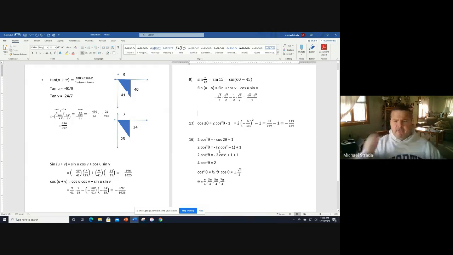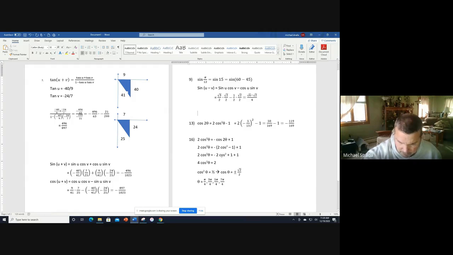And then finally, number 16, they start with 2 cosine squared theta equals negative cosine 2 theta plus 1. All right, so once again, since the left-hand side is in cosine, I'm going to rewrite the 2 theta in terms of cosine. So I end up with 2 cosine squared theta equals negative, 2 cosine squared minus 1, plus 1. I distribute the negative. So I end up with 2 cosine squared theta is negative 2 cosine squared theta plus 1. The positive 2 cosine squared goes negative. The negative 1 turns positive. And don't forget, there's still the positive 1 on the outside.